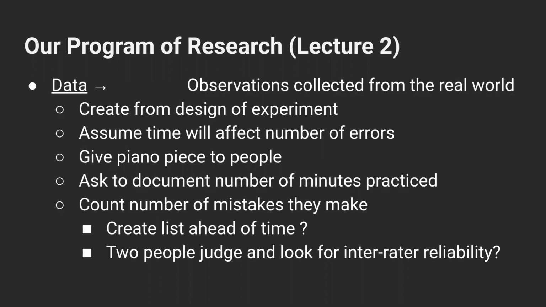And then how do we count the number of mistakes that we make? Do we create a list ahead of time about what counts as a mistake? That could be one way to do it. Or maybe we could ask two people to judge the performances, give them a set of criteria, and look for some degree of inter-rater reliability between them. So if these two people tend to basically just agree about how many mistakes were made, and that this inter-rater reliability is high enough, which is something we could calculate, then we say, yeah, it's good enough. We're going to go forward with our model.